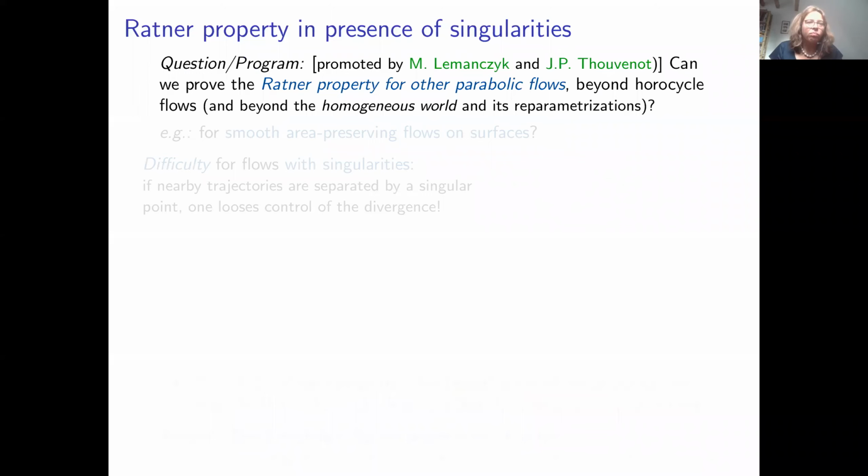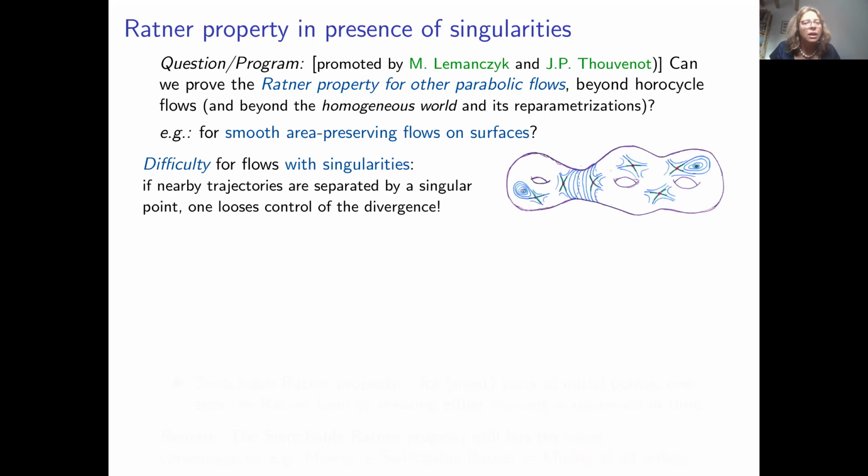Okay, so I want to go to the recent results. There has been a lingering desire in the mathematical community to try to verify the Ratner property outside homogeneous flows and for other flows than horocycle flow. And a natural candidate are these smooth area preserving flows, which have parabolic divergence, so we have parabolic shearing. So for example, Lemańczyk and Thouvenot have been asking, can we prove the Ratner property, quantitative shearing, for these flows which display shearing?